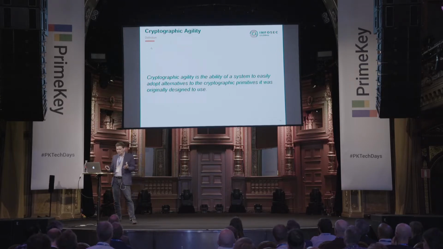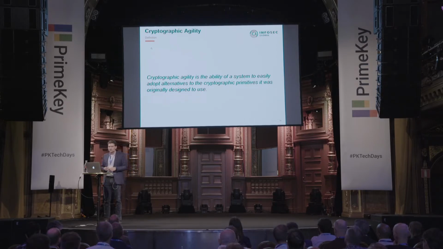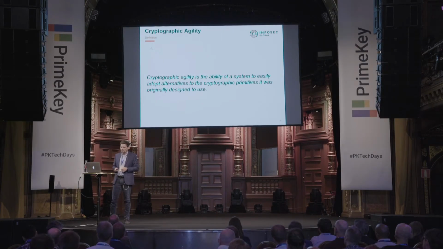So, definition: what is this crypto agility? Crypto agility is the ability of a system to easily adopt alternatives compared to the cryptographic primitives it was originally designed to use. The keyword here is "easily", right? There are different levels of crypto agility. Either you don't need to change anything, or you just need to change parameters, but at some point you would always need to run some tests, right? Because there often might be some side effects you didn't think about.